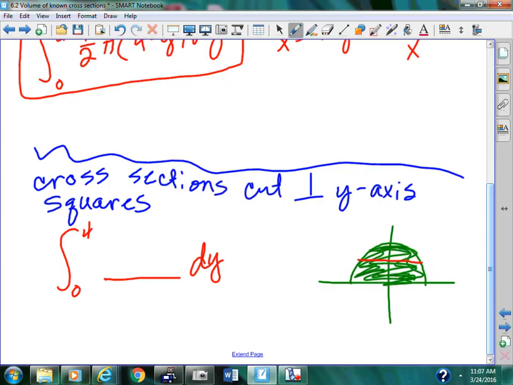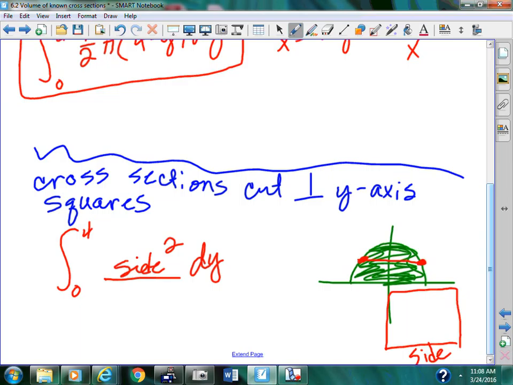What formula do I need if it's a square? Not x squared. How do you find the area of a square? Base times height, which is the same thing as side squared. All right, now watch this, guys. Do you see how this is representing the side on the square?